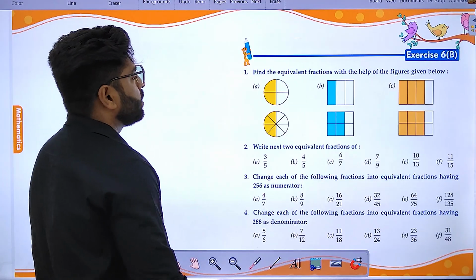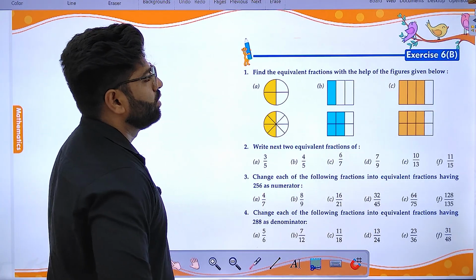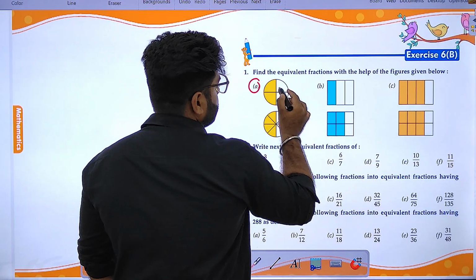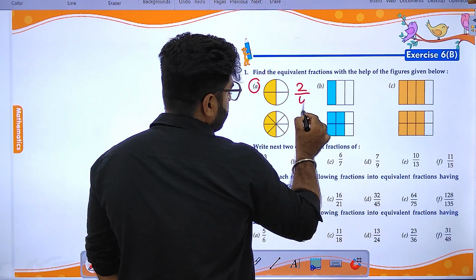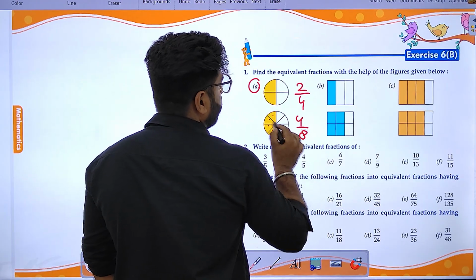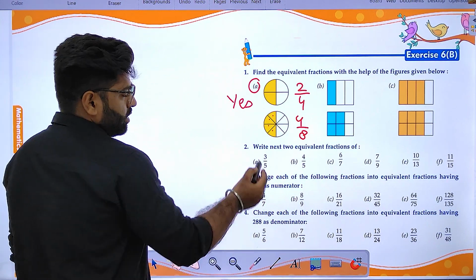So let's pick question number 1. Find the equivalent fractions with the help of the given figures. Okay, so let's pick this one. So we are having 2/4 here and 4/8. So they are equivalent fractions. You will say yes.